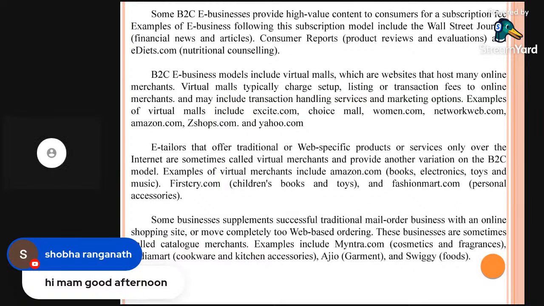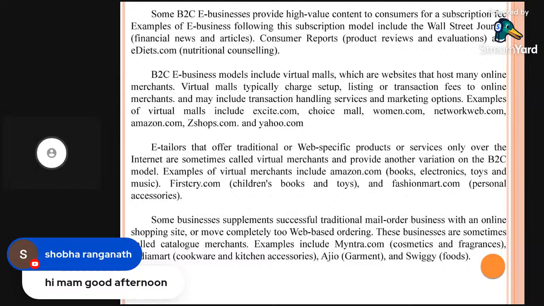business model, which includes the virtual malls, which are websites that host many online merchants. Virtual malls typically charge setup, listing, or transaction fees to the online merchants, and they may include transaction handling services and marketing options. Examples of such malls include Excite.com, Choice Mall, Women.com, NetworkWeb.com, Amazon.com, Z Shops, and even Yahoo.com, and many more.